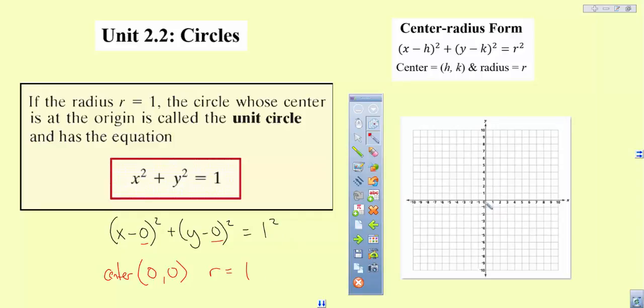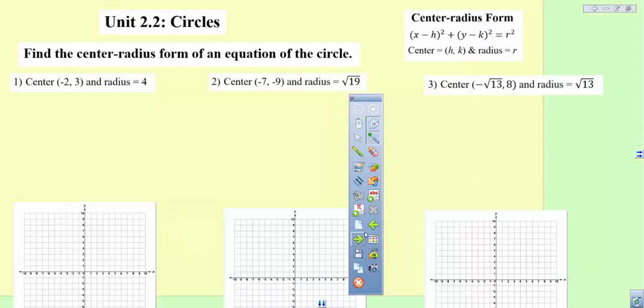Then we could come over here and draw our center. We could come out 1 unit in all directions, and then draw a sketch of our circle like so. A circle like this, where you're centered at the origin and you have a radius of 1, is called the unit circle. Just a little bit of tidbit information to introduce.